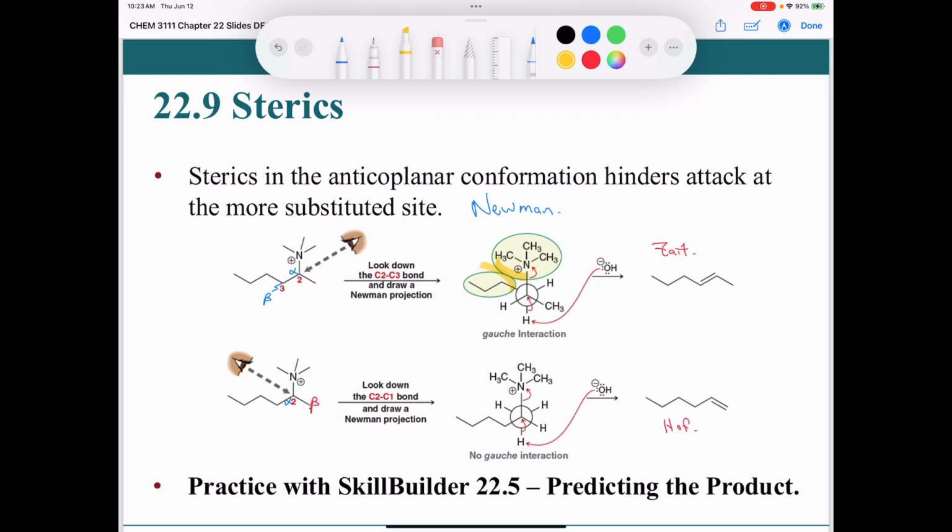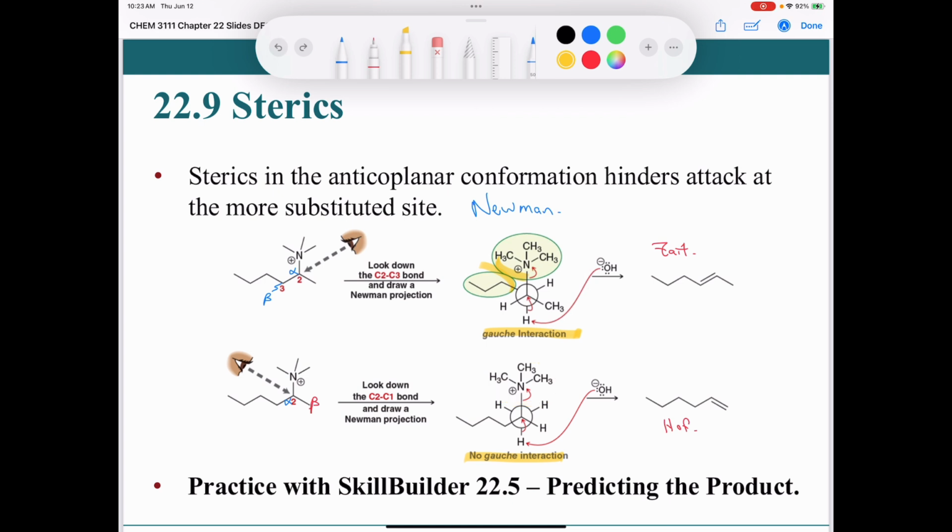So this is the key. Here we have a gauche interaction, but here, look at this. No gauche interaction, right? And so that is why the Hofmann product is going to predominate, just because this leaving group is so big and bulky.